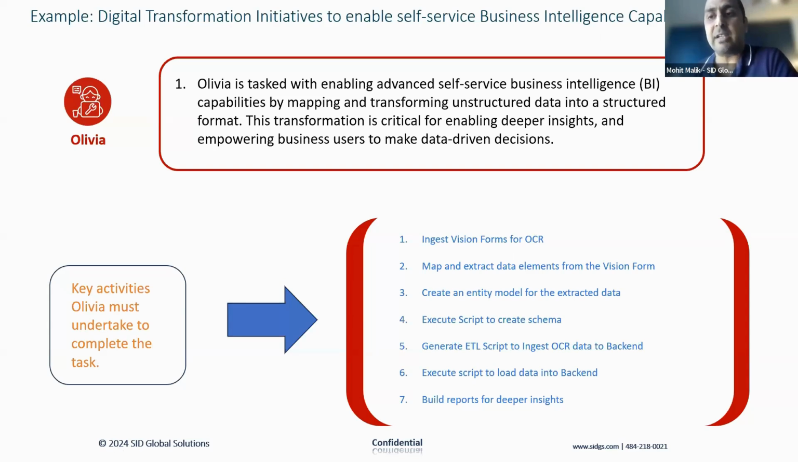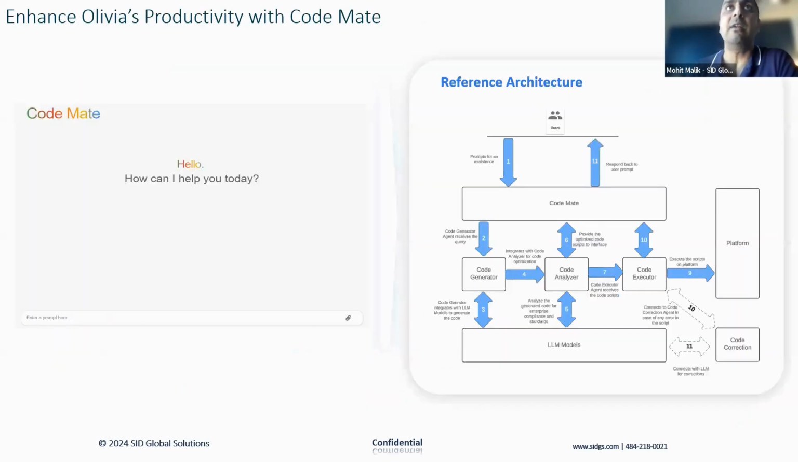And finally, when the data has been loaded, there is a dependency on the IT team to create the reports and the dashboards to provide insights. Now, as I said, these are the typical activities that Olivia has to do. Now we'll see with this real-time example how we can help Olivia to augment her software development journey and improve her productivity.